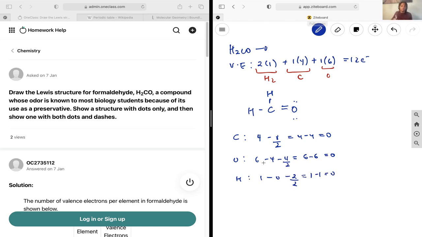And this is exactly what we had expected, to have a net formal charge of 0. And so our formal charges are happy and our valence electrons are happy too, which means that this is going to be our final answer.